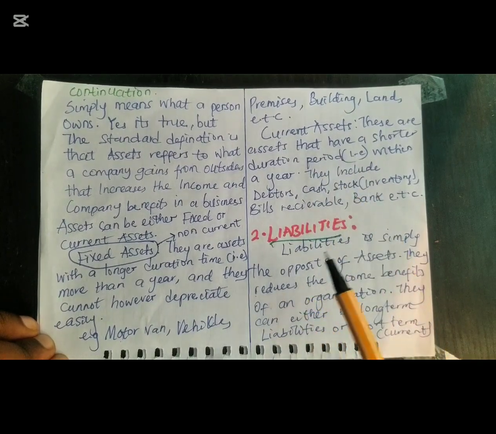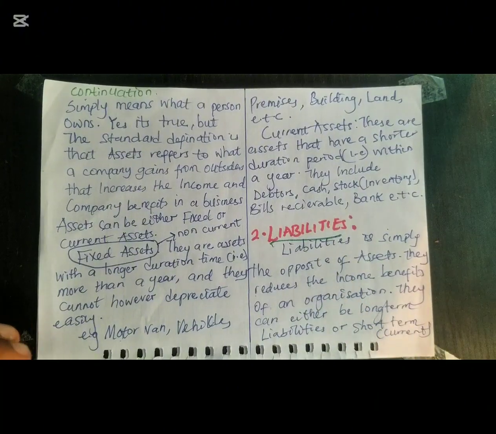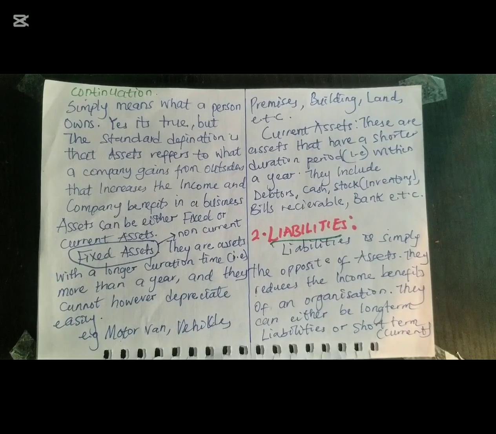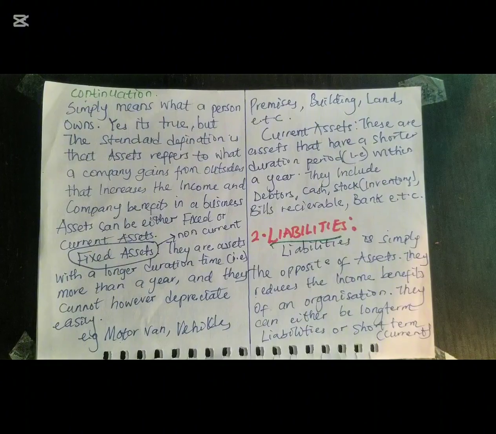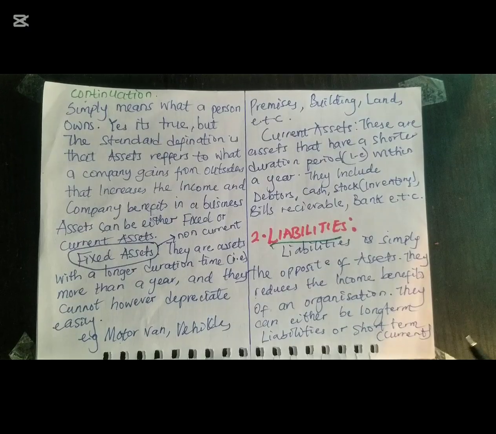So the second one is liabilities. Liabilities is simply the opposite of assets. They reduce the income benefits of an organization. Liabilities can include loan, creditors. If, for example, you receive a loan from outsiders, is it increasing the benefits or reducing the benefits? It's reducing. Why? Because somehow or someday you have to pay out that loan to outsiders.